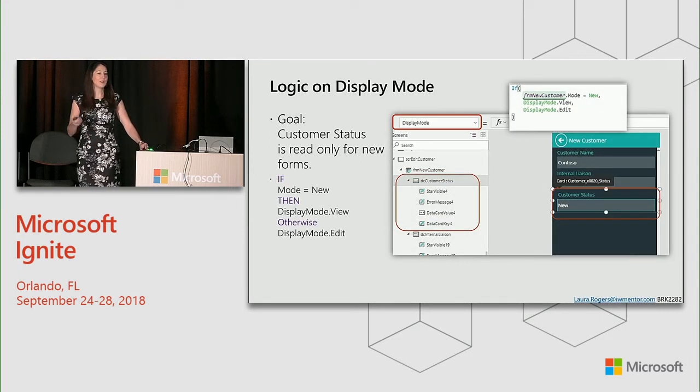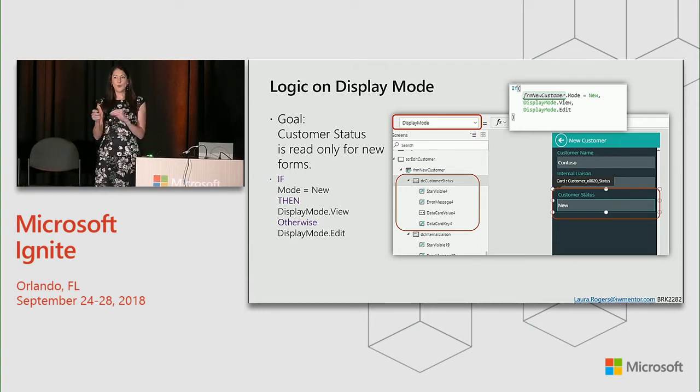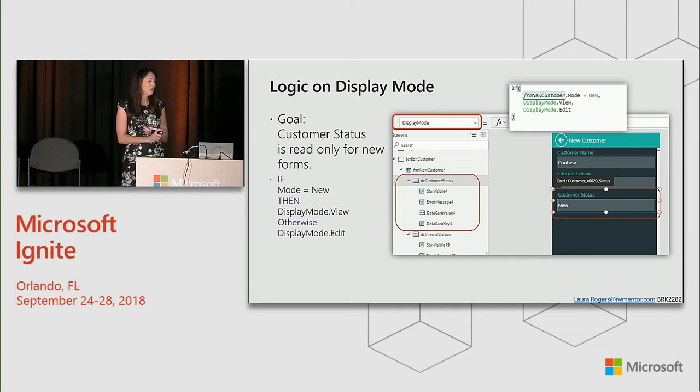So here's where we start doing logic, and to me this is my favorite part of this session, showing you how this logic all works. So in this particular example, the goal is that if it is a new form, we do this a lot, don't we? We do a lot of different things for new forms compared to forms that already exist. So sometimes we show certain fields if it's a new form, or give certain people things they can edit if it's a new form. So the customer status is read-only if it's a new form. That is the requirement. So here's what the syntax looks like.